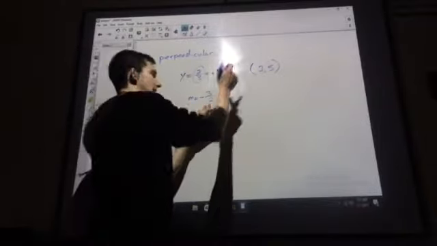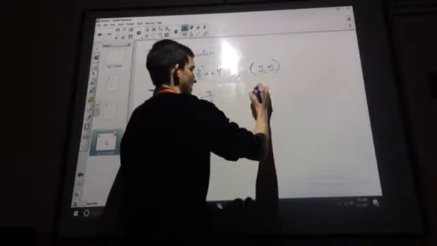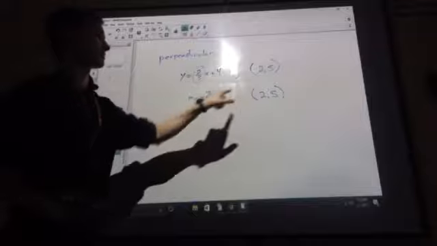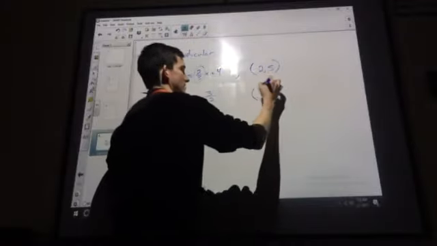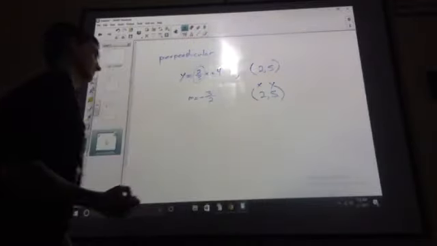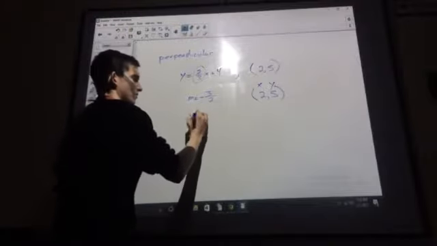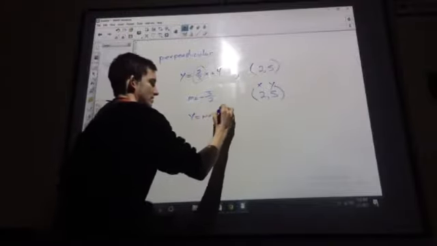Now it's perpendicular, and I need it to pass through this point. I also need it to pass through this point, 2, 5. So here's the two pieces of information I need. Here's an x and a y. Okay, so I'm going to use y equals mx plus b.